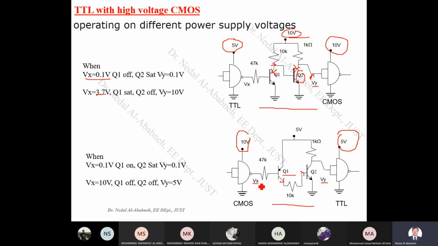لما يكون عندك الـ output 10 هون، الـ output 10 اوكي، this means ان هذا الترانزستور will be off. At the same time since هذا off there is no input current to Q2, Q2 will be off. اوكي، وبالتالي ال 5 فولت is getting into ال VY، وال VY is now high بما يخص ال input TTL.